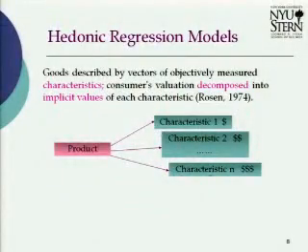So what we want to do is use hedonic regression models. This is a technique from the econometric field. And we want to use this model to estimate the economic values of hotel characteristics. So the hedonic regression model basically assumes that goods can be described by vectors of objectively measured characteristics. And consumers' valuation can be decomposed into implicit values of each characteristic. So basically a hotel product can be represented as a bundle of characteristics.